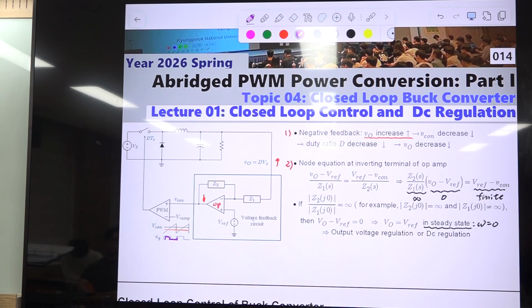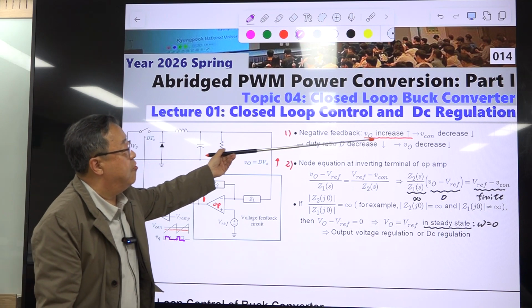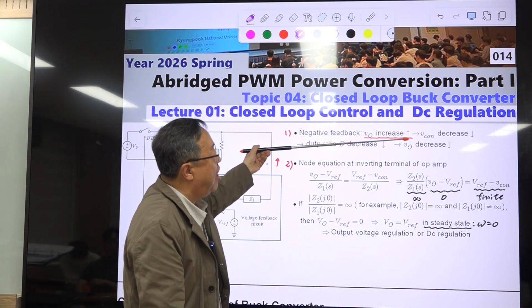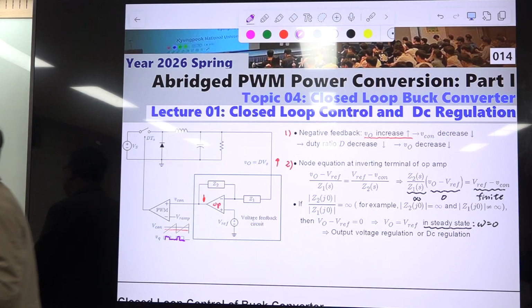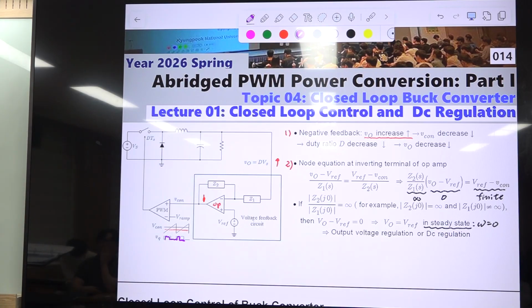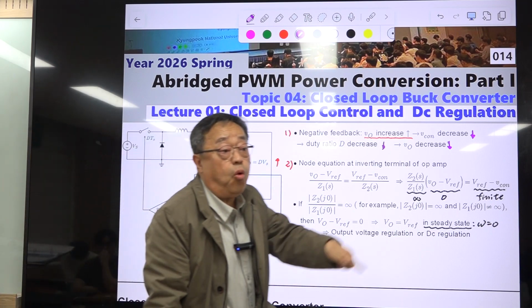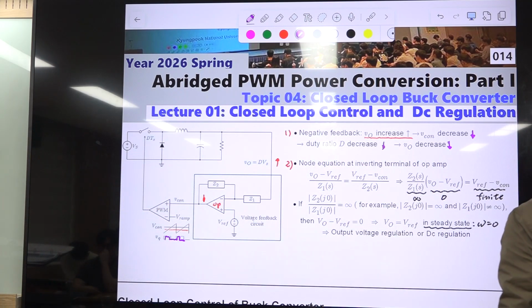So we have this kind of narrower gate drive signal. Then output will be decreased. All right, so if we have some accidental increase here, then control voltage will be reduced, then duty ratio will be reduced, then our voltage will be reduced. Okay? This is called negative feedback. This is called stable negative feedback. That means if something goes wrong, there's an automatic mechanism to fix that.